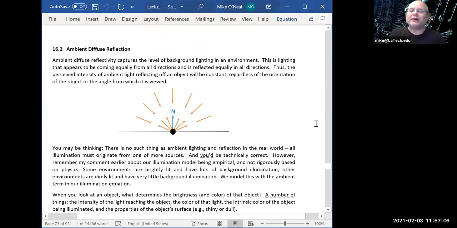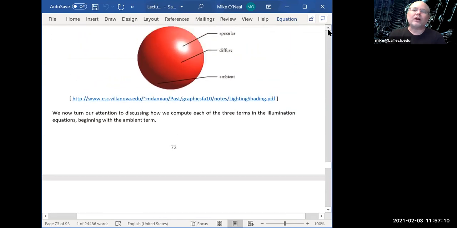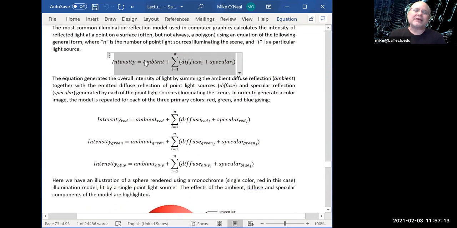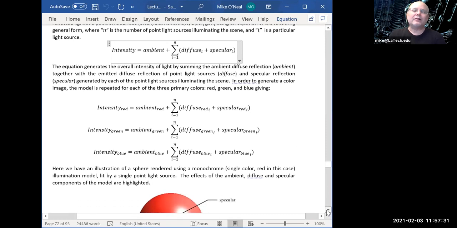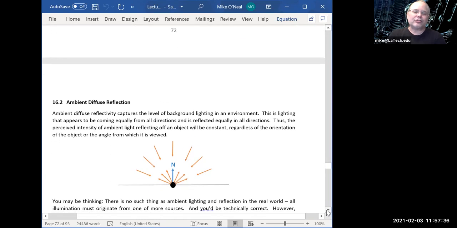So now then, like I said, over the rest of this lecture and next lecture, what we're going to be doing is we're going to be saying, okay, how do we compute ambient? How do we compute diffuse? How do we compute specular? You've got the framework, you've got the model, but I haven't explained how to compute these pieces. So let's start with the simplest piece. Let's start with ambient, all right? So we're going to compute ambient diffuse reflection. This picture says it all.